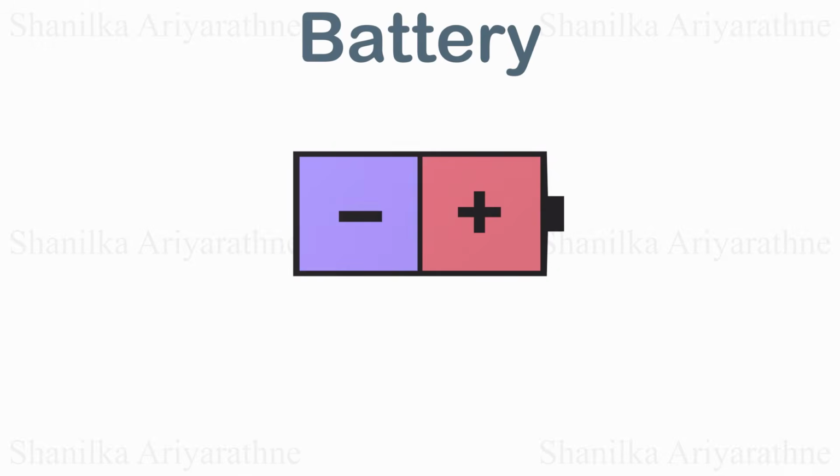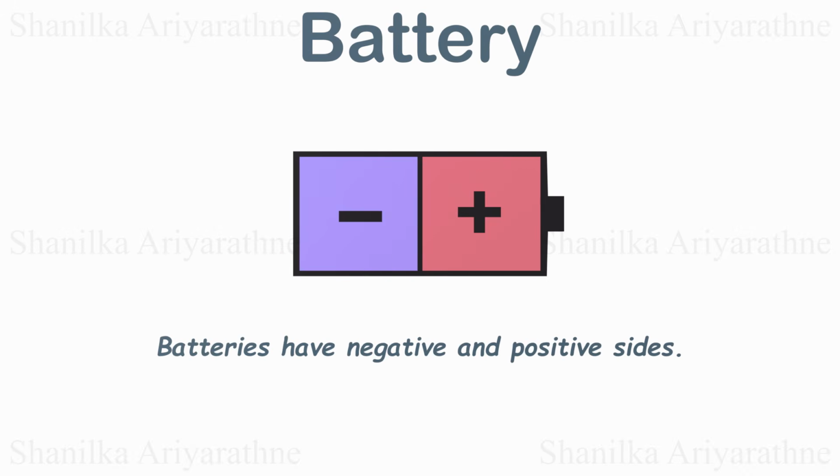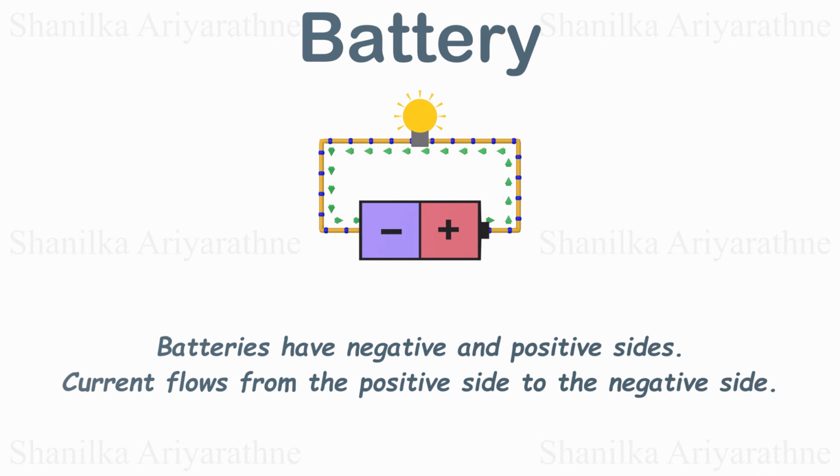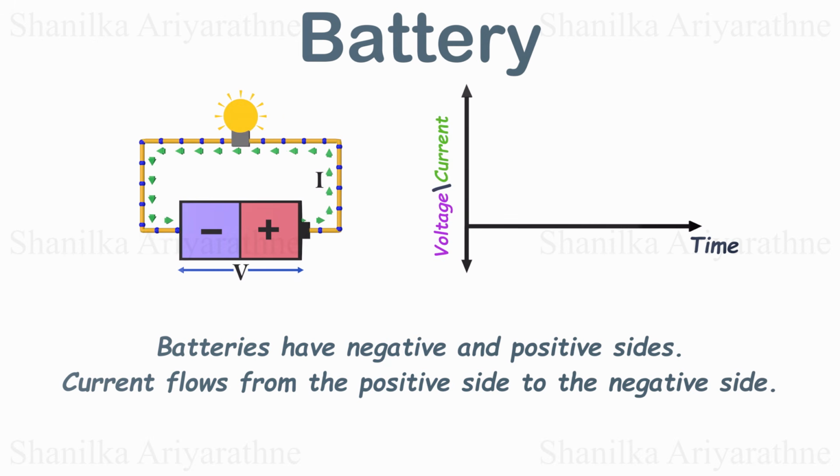Earlier, we talked about batteries. Batteries have designated negative and positive sides. Until the battery is drained, the conventional current flows from the positive side to the negative side. If we neglect the draining of a battery, we can consider the voltage and current to be constant. If we draw the voltage and current of a battery on a graph, it will look like a straight line like this.